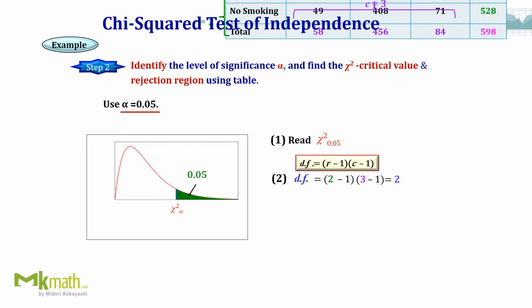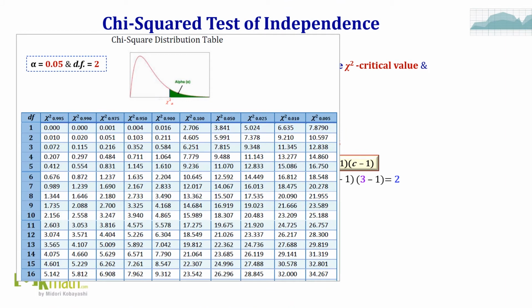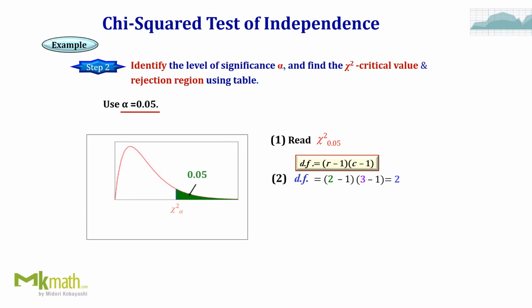Let's look up the chi-square table using alpha equal 0.05 with 2 degrees of freedom. First, locate the degrees of freedom 2. Then select 0.05 from the top row. The intersection of those to get the critical value is 5.991. We have now found the critical value.